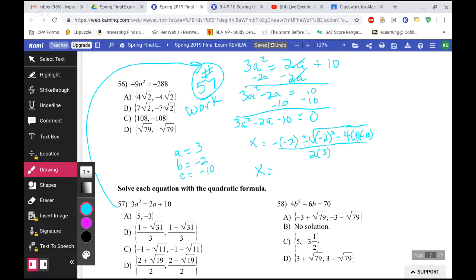What is the opposite of -2? +2. Plus or minus. -2 squared is 4. -4 times 3 is -12. And -12 times -10 is 120.